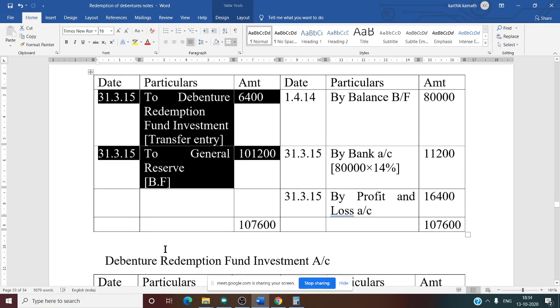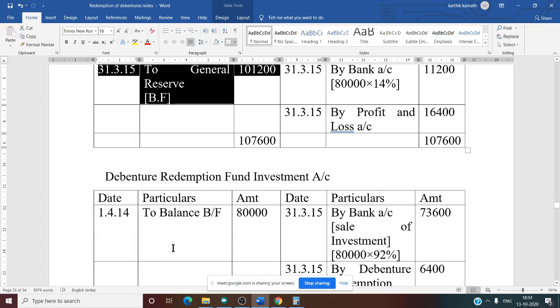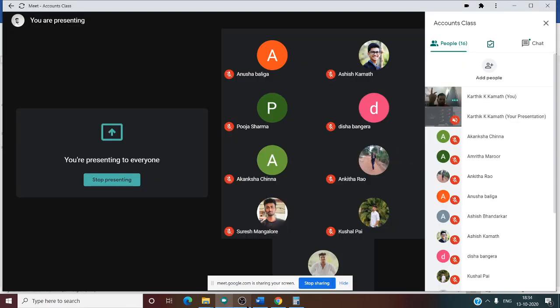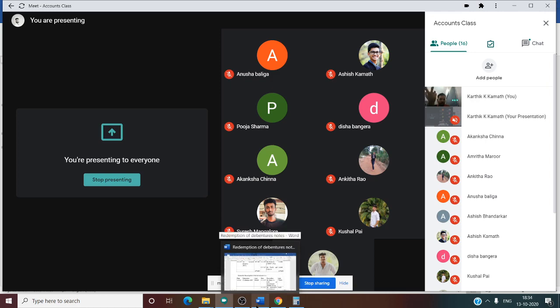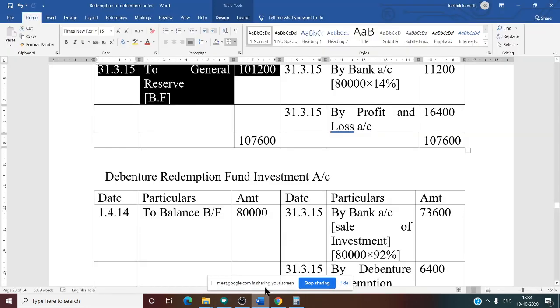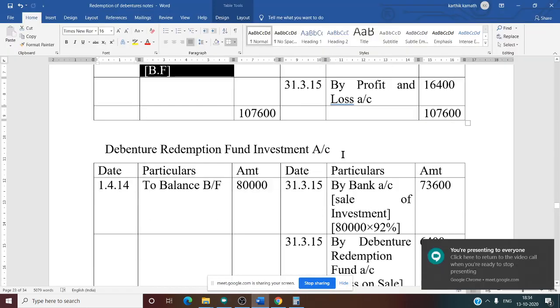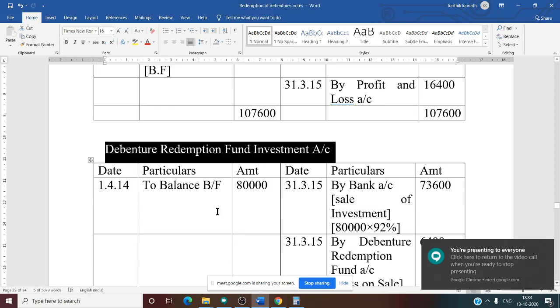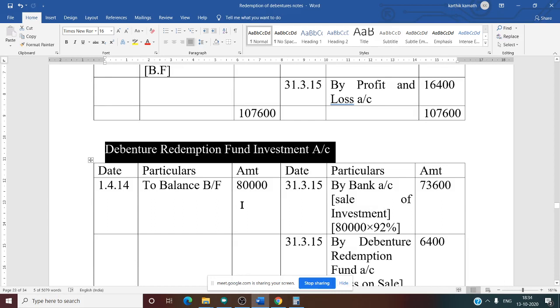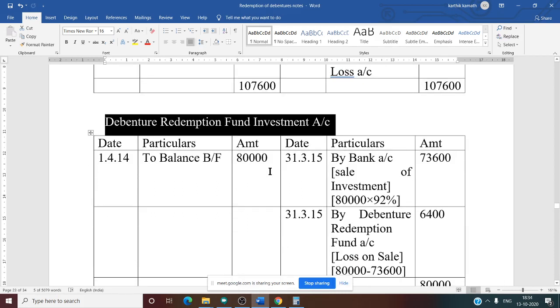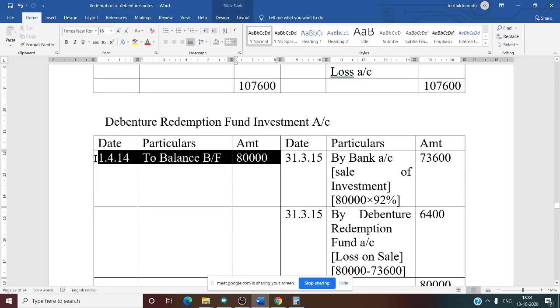Now go for debenture redemption fund investment account, the third account. Then we will come back to the second account. After closing the third account, we will come back to the second account. So now we will prepare the debenture redemption fund investment account. We know that the debenture redemption fund account and the debenture redemption fund investment account have the same balance. Even if it is not mentioned in the question, we need to write the same balance. But the investment account has a debit side balance.